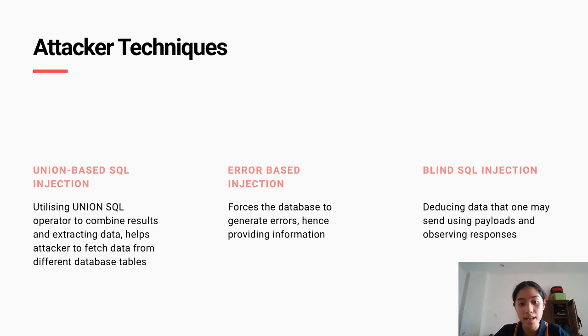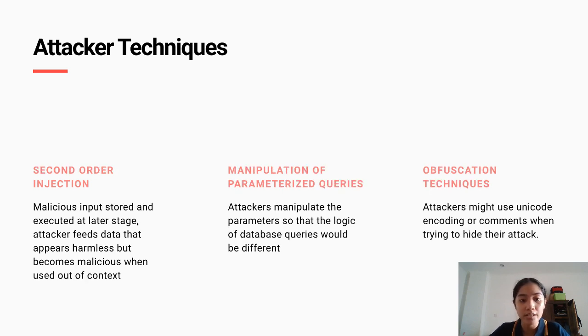The first one is union-based SQL injection, which utilizes the SQL UNION operator to combine results to help them fetch data from different database tables. And then we have error-based injection, which is forcing the database to generate errors to give them information. And then we have blind SQL injection, where data is deduced by sending payloads and observing the responses. And then we have second-order injection, which is stored input that looks harmless but becomes malicious when used out of context. And then there is manipulation of parameterized queries, which is how the attackers manipulate the parameters so the logic of the database queries would be different. And then there are obfuscation techniques, which use Unicode encoding to cover their tracks.